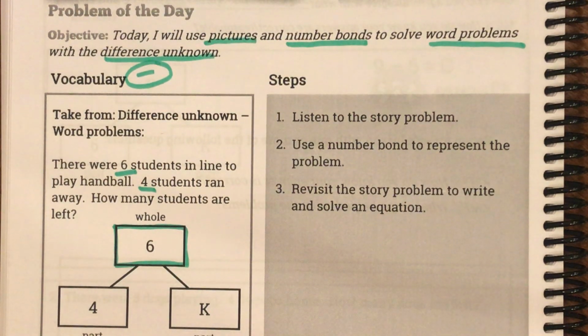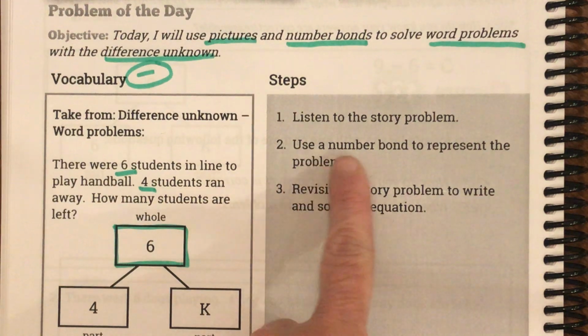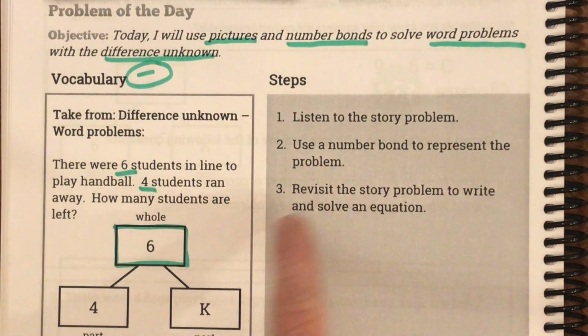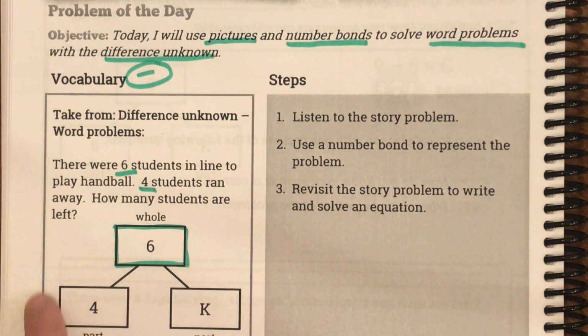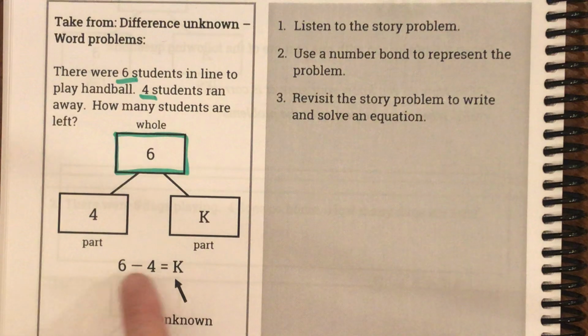Okay, so let's look at our steps today. We're going to listen to the story problem. We're going to use a number bond to represent the problem. This is called our number bond. And then we're going to revisit the story problem to write and solve an equation. This is called our equation right here. Okay, so I'm going to get started on my first problem.